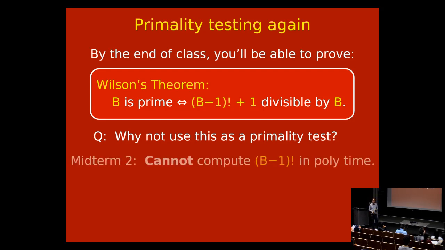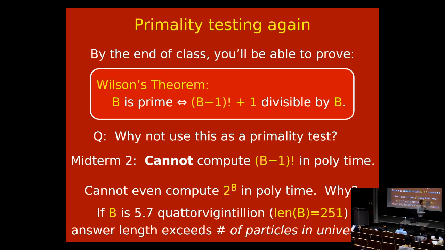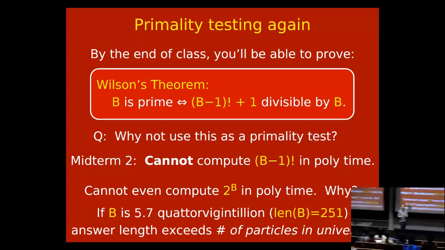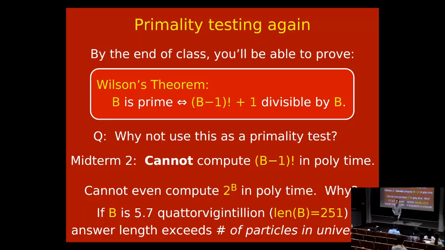What's the problem with this idea? Yeah, I guess as you all know, you cannot compute B factorial or B minus 1 factorial in polynomial time. Why not? In fact, you can't even compute 2 to the B in polynomial time, which is simpler. At first, you might say, just left shift the bit 1 by B many steps. But if B is 5.7 quaternion, and you try to write down a number that's 1 followed by that many zeros, that's more than the number of particles in the universe. So you can never physically write that down. So you cannot compute B minus 1 factorial or 2 to the B in polynomial time just because it takes you exponential time just to write down the answer. It has an insane number of digits.